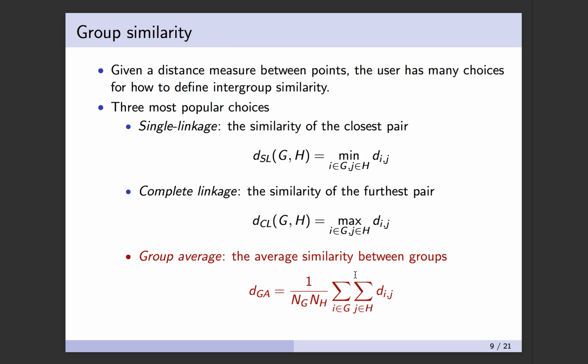So you at least need to know what the default method they're using is. The last one is quite simple. It just calculates all the distances between all the pairs and takes the average. It's kind of a trade-off between single and complete, because single and complete each have their own problems.